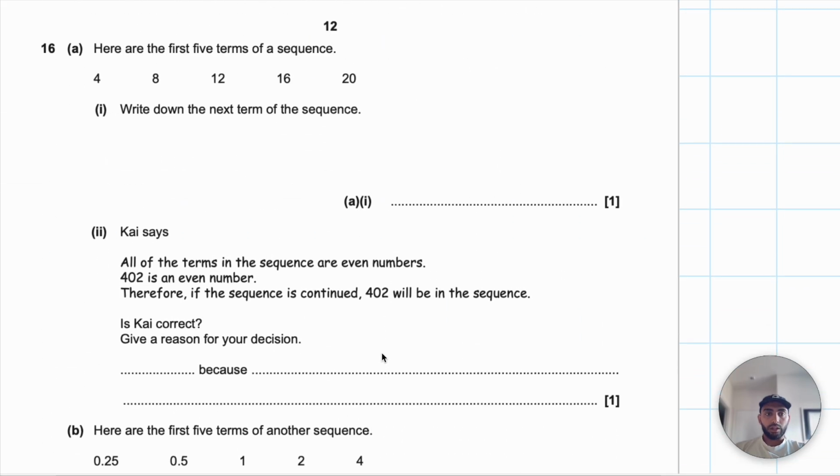Question 16. Here are the first 5 terms of a sequence. We've got 4, 8, 12, 16, 20. It's going up in 4s every time. It's a linear sequence. Write down the next term of the sequence. We just need to add 4. 20 add 4 gives 24.